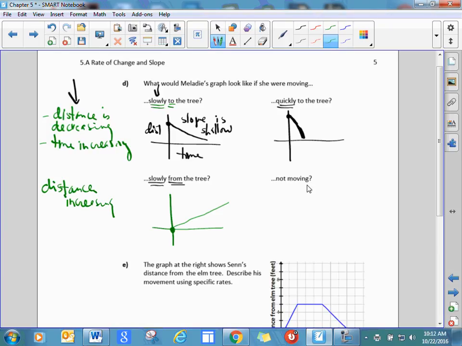And what if she wasn't moving at all? That's interesting. Your time is increasing, but distance is staying the same. So here's your distance. Remember, this is the distance, the y-axis. This is your time. And she's starting somewhere. We don't know where, but she isn't moving. So as the time moves, the distance, the y-coordinate stays the same. It's a perfectly horizontal line.